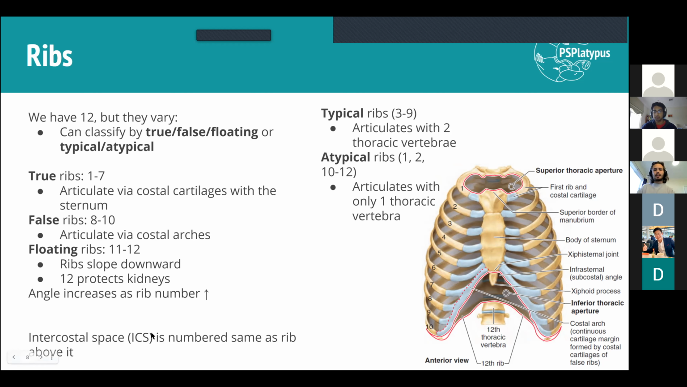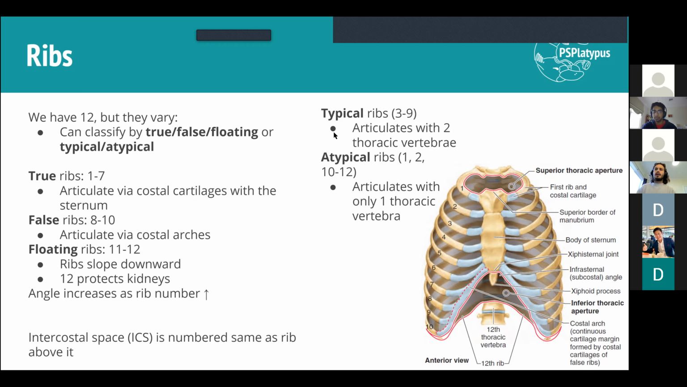Notably, each intercostal space is numbered the same as the rib above it. So this intercostal space here, between 1 and 2, would be the first intercostal space, which makes intuitive sense, I think, if you think about it for a second. But yeah, that's the first intercostal space, that's the second intercostal space, etc.